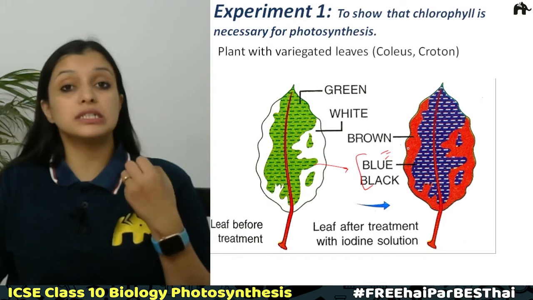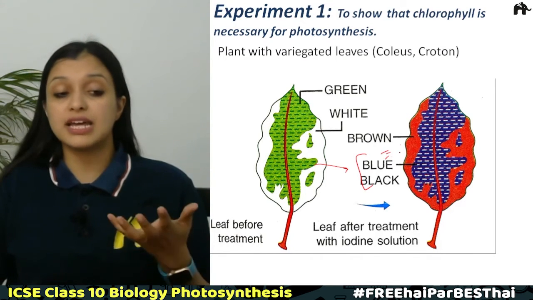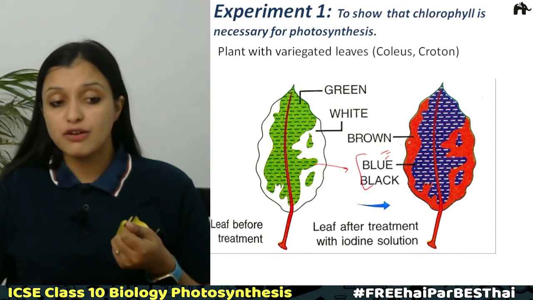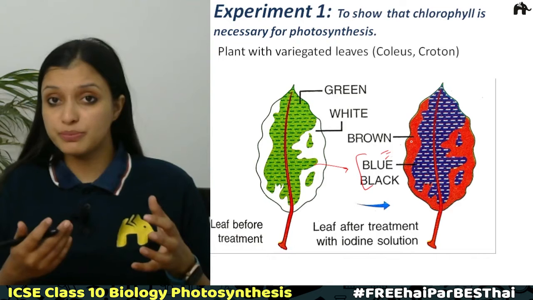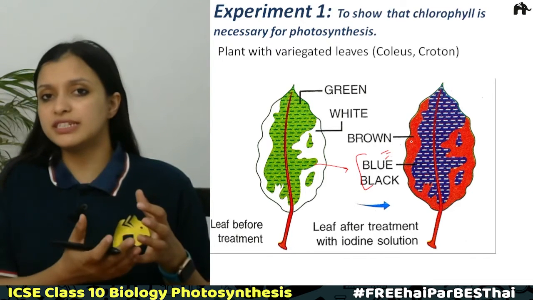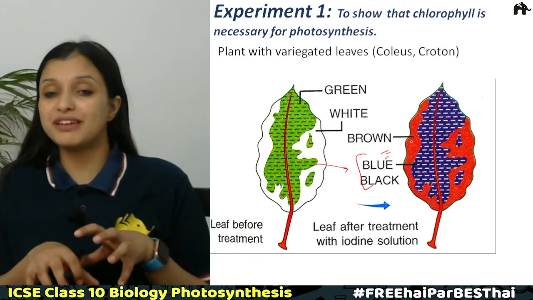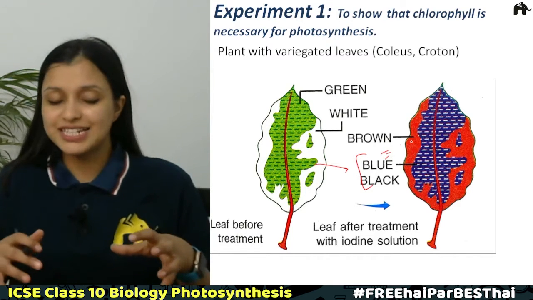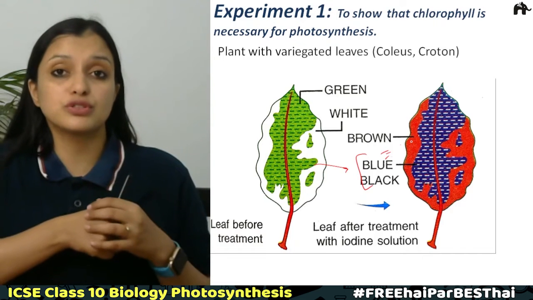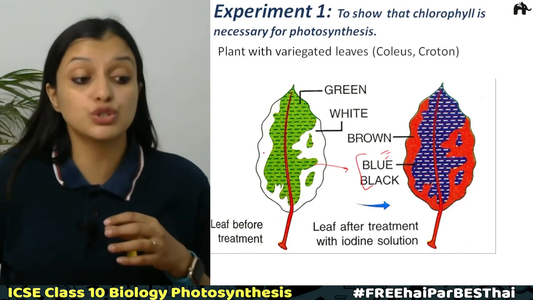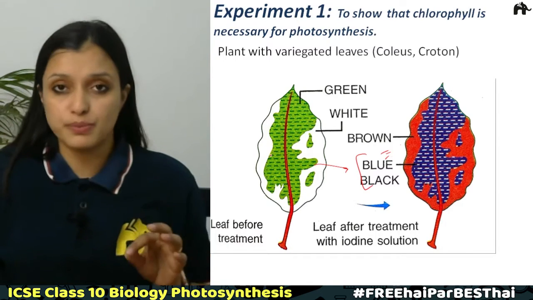So this means it doesn't have chlorophyll. So there is no photosynthesis that has happened in this white portion. Fine. So I hope this is clear. And how to perform the iodine test, that we have already discussed: boiling the leaf, then boiling it in methylated spirit, and all those points, right? So this shows that chlorophyll is essential for photosynthesis. The areas where there was no chlorophyll, there was no starch formation also.